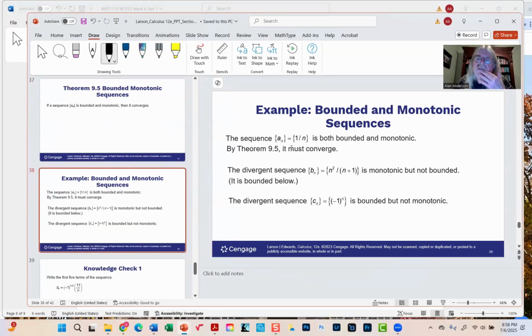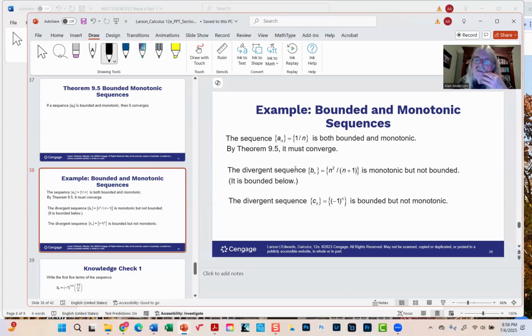Here's an example of that. 1 over n. Well, how large can it possibly get? Well, there's some limiting case. There's also some minimum amount, which is basically 0. And so you can also see that it's going to continuously get smaller as n goes up. So it is bounded and monotonic, which means it converges. As you can see in this case, it's 0.